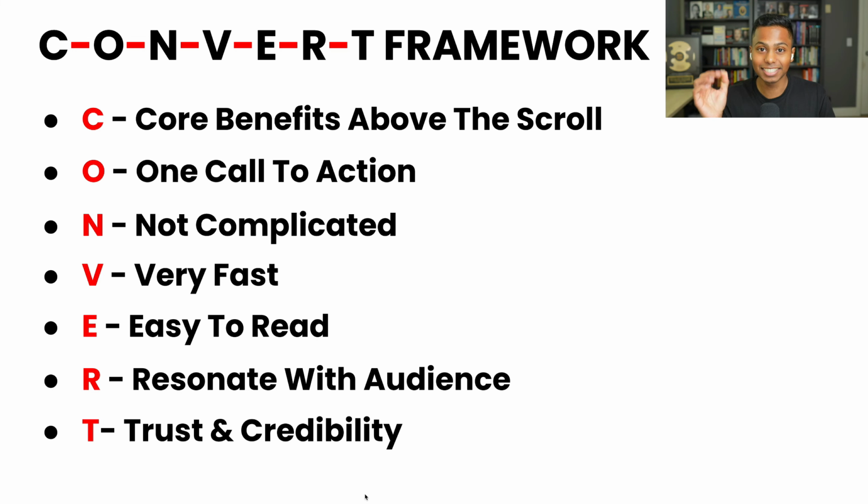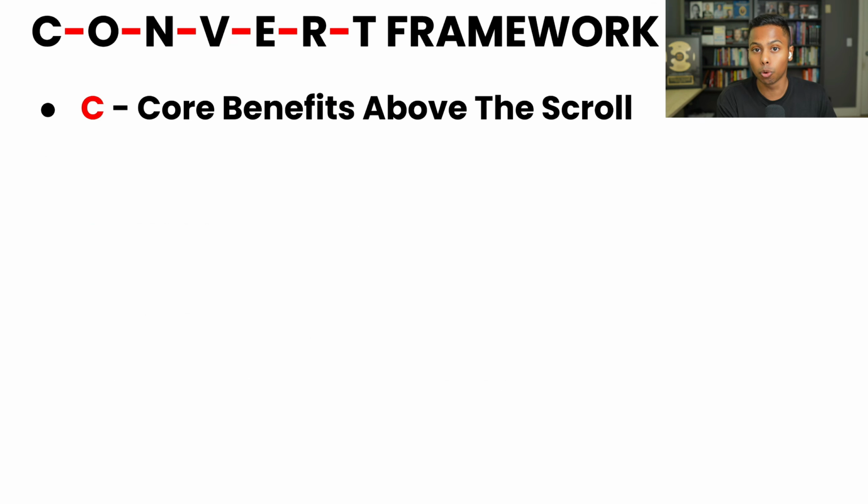All right, so this is the 7-step convert framework that we use to create insanely high converting landing pages. So let's break it down and then we'll go through some real world landing page examples. So the C stands for core benefits above the scroll. You want to make sure the main benefits of your products and services are the first thing people see on your landing page before they have to scroll down.